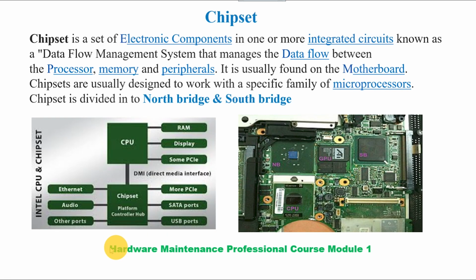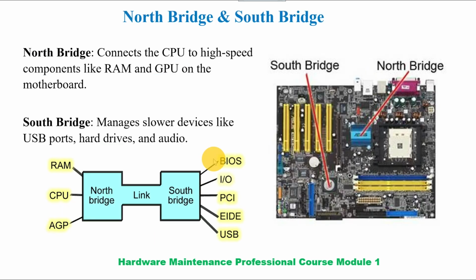Chipset. A chipset is a set of electronic components in one or more integrated circuits, known as a data flow management system, that manages the data flow between the processor, the memory, and the peripherals. It is usually found on the motherboard. Chipsets are usually designed to work with a specific family of processors. A chipset is divided into two: a north bridge and a south bridge. The chipset allows you to pass information from one component to another. We'll discuss it in more detail on the next page.